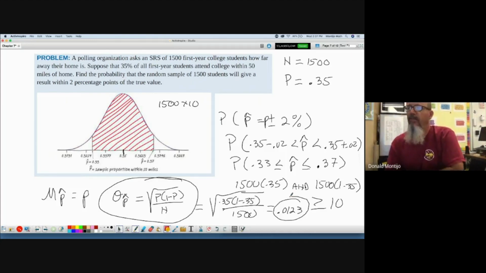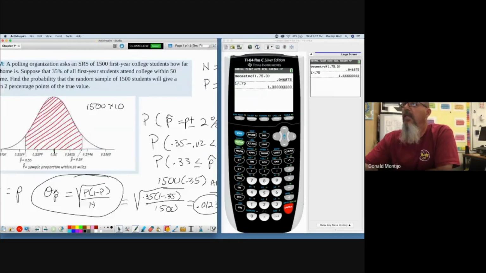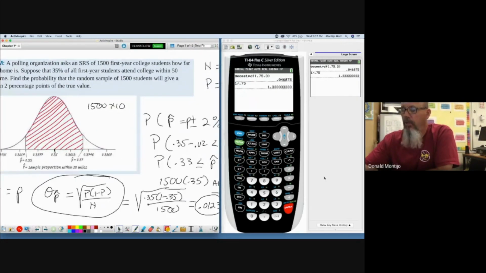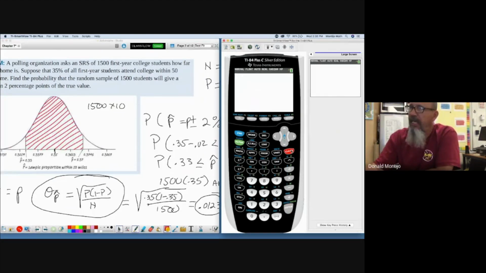Now I'm supposed to find the probability that I find a sample of size 1,500 which lies between 0.33 and 0.37. Well, let's get our calculator out so it can do the heavy lifting for us. If you recall back to normal calculations, where did we find those? Well, any kind of distribution lives in 2nd Vars. Remember, we never use normal PDF. We will only use normal CDF.